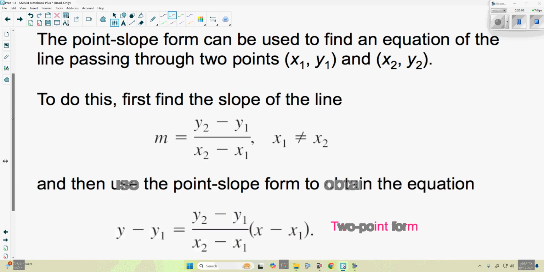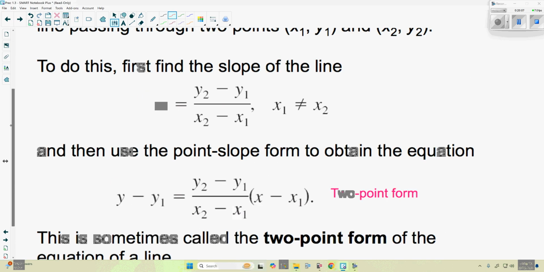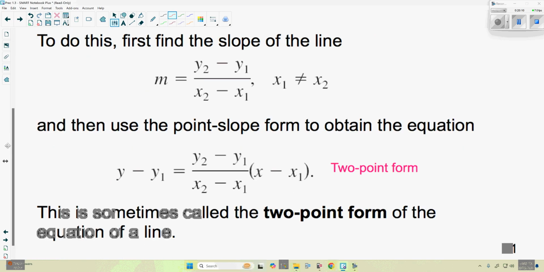Now we actually have something called 2-point form. 2-point form I think is overly complicated for the pure sake of it just being complicated, because at this point you're better off finding the slope and plugging it into point-slope form than trying to use 2-point form.